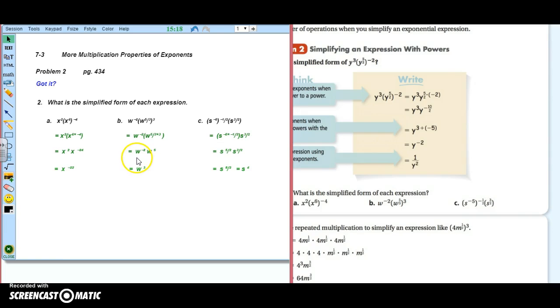So now we have w to the negative 2 times w to the 5th power. So we're going to add those together. We have two of the same base, so we add the exponents, negative 2 and 5. That's w to the 3rd.